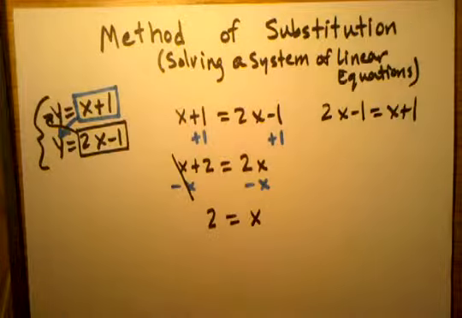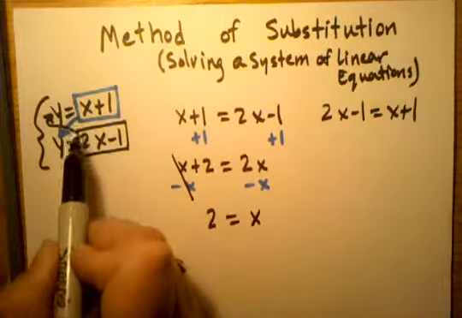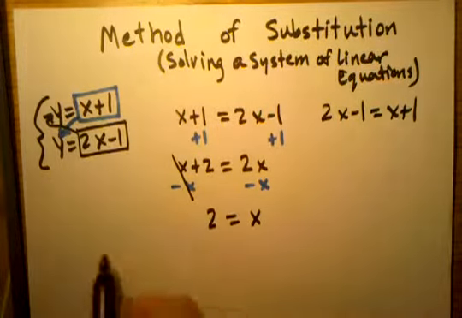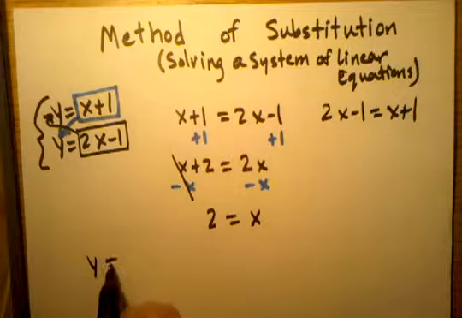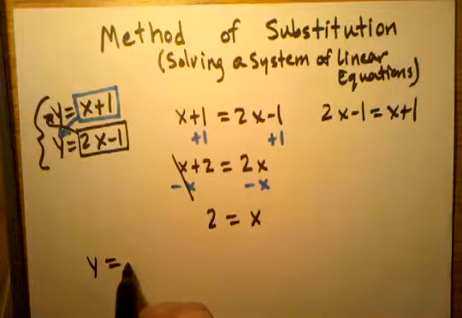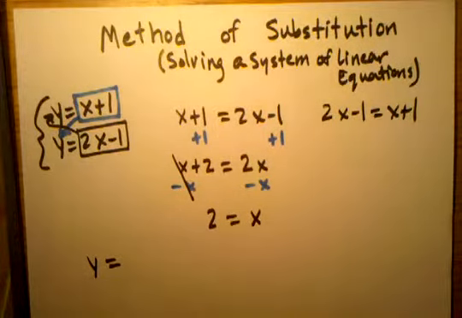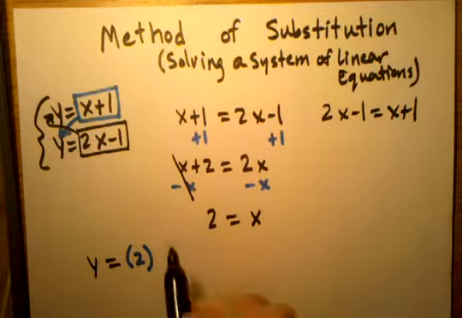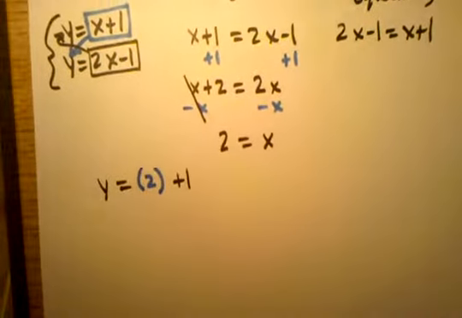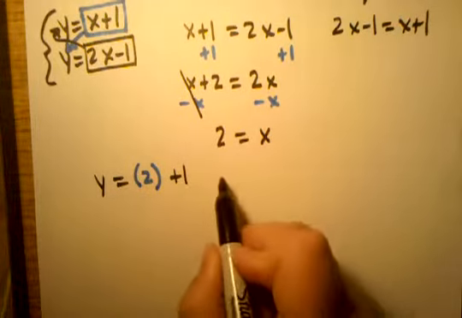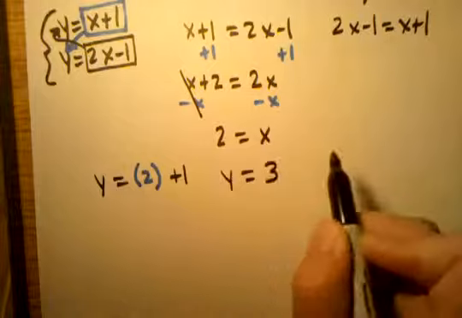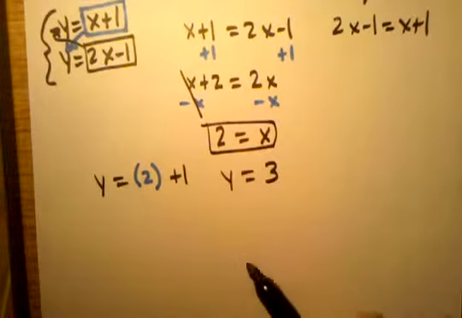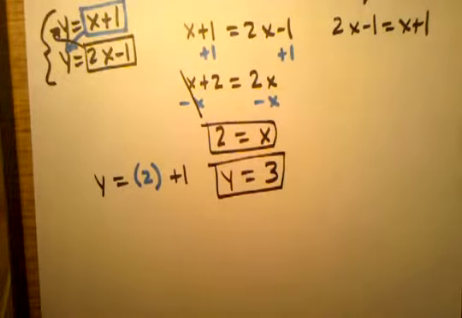So I'm going to do that right now. I'll just pick the first equation. It doesn't matter which one I pick, but I'm going to pick the first one. So I'm going to go y equals, now instead of saying x for x plus 1, I know that x is 2, so I'll put a 2 in there for x. So now I have y equals 2 plus 1. Well, I know that means y equals 3. So here I found out that x equals 2, and here I found out that y equals 3.